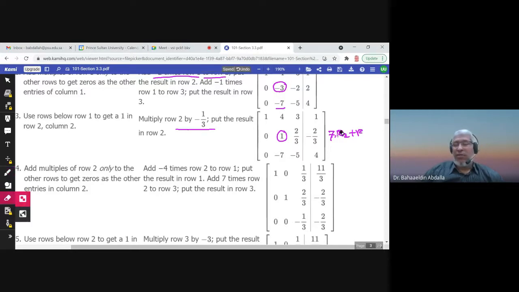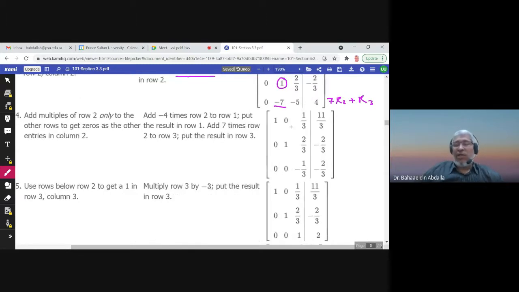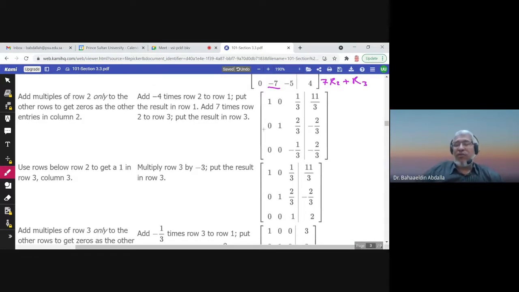Okay, let me write it here, because I'm going to change row 3. So 7R2 plus R3. This will make this number 0 and will change the other numbers. This is 4, so I multiply row 2 by negative 4. So negative 4 row 2 plus R1. And I put the result here in row 1. And I will get now these new values. And now I finished column 1 and column 2.